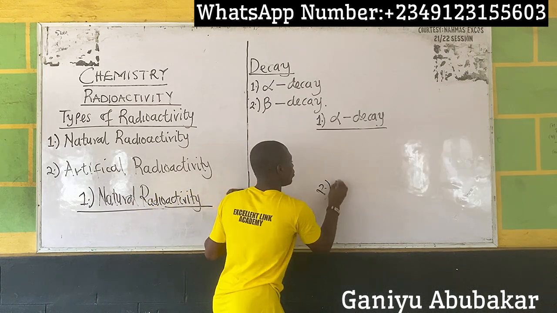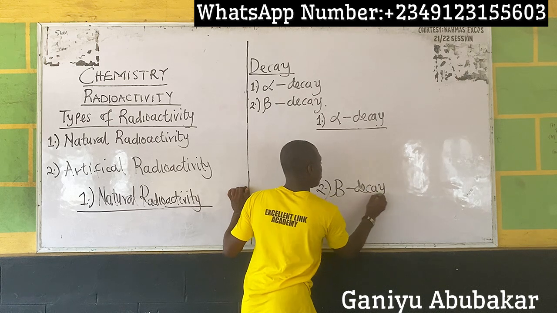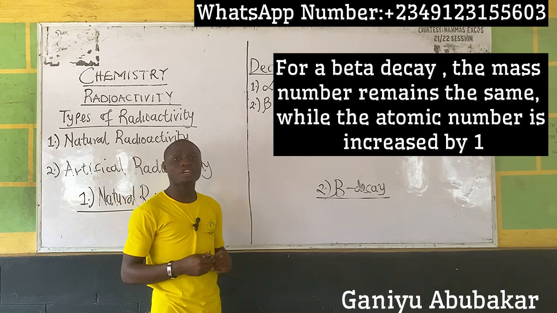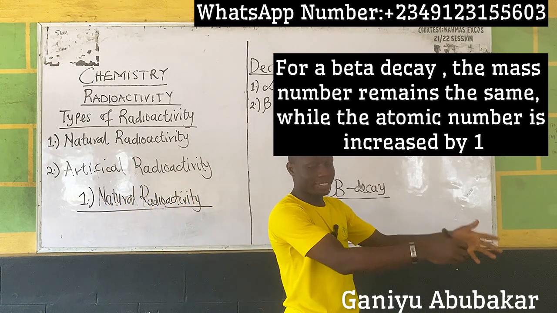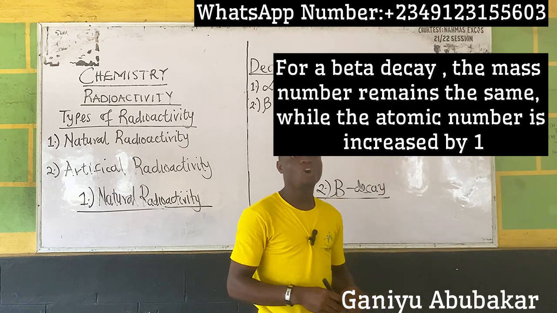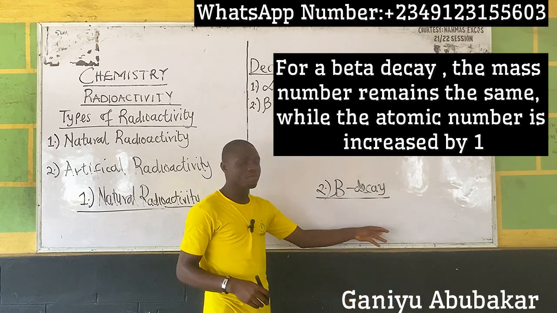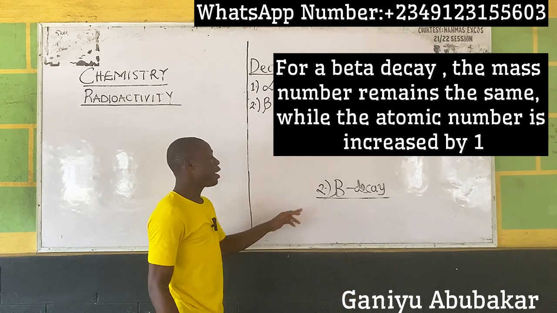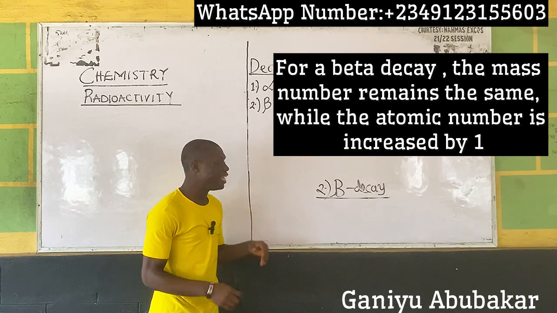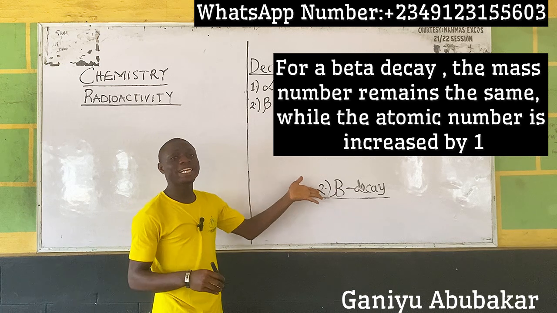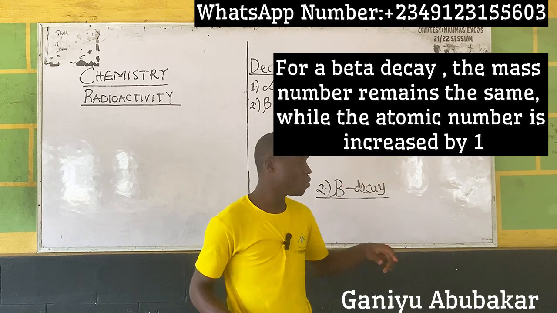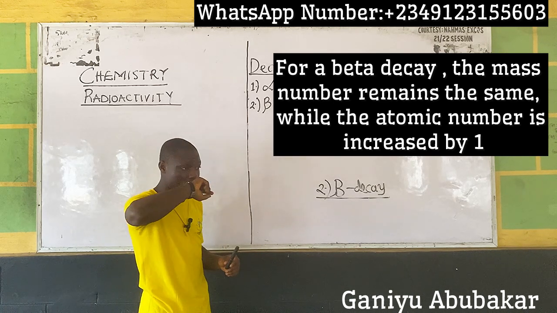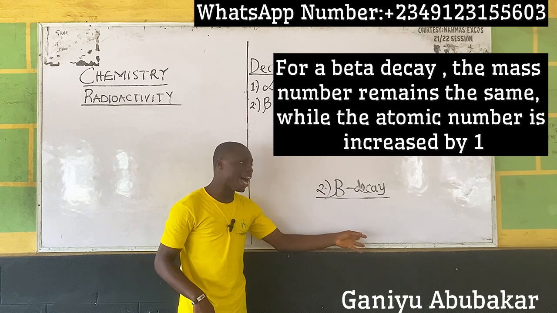Number two is called beta decay. For a beta decay, the atomic mass, or the mass number, remains the same, while the atomic number is increased by 1. Why is the atomic number increased by 1?